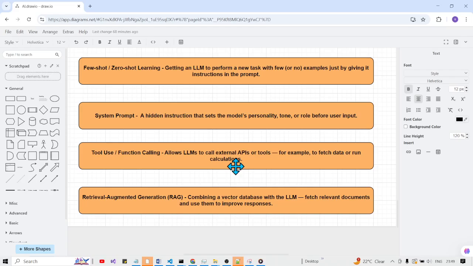So these are the primary concepts which we have to understand to get a deeper understanding of how agentic AI or LLMs work.